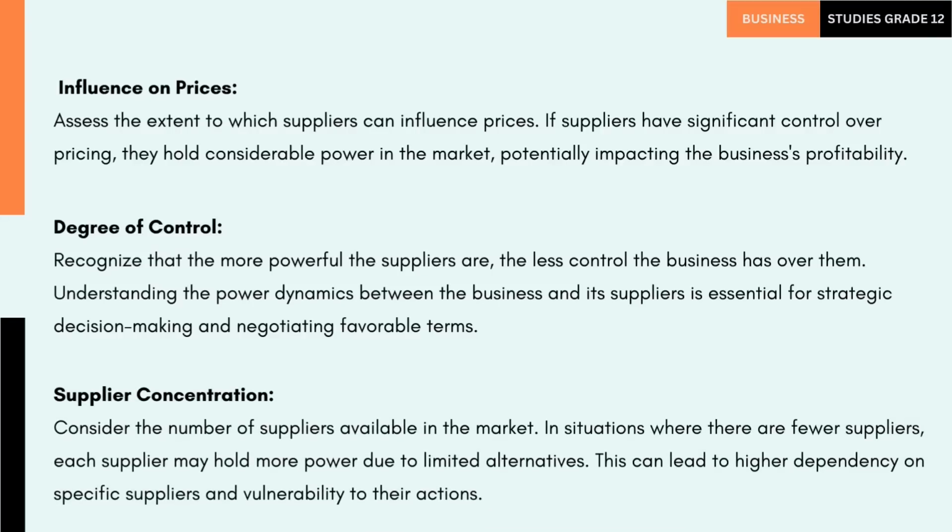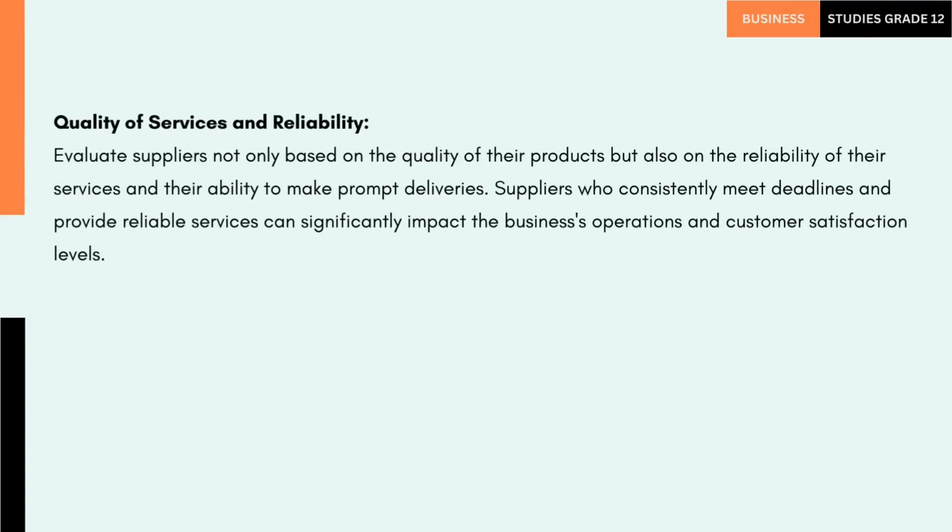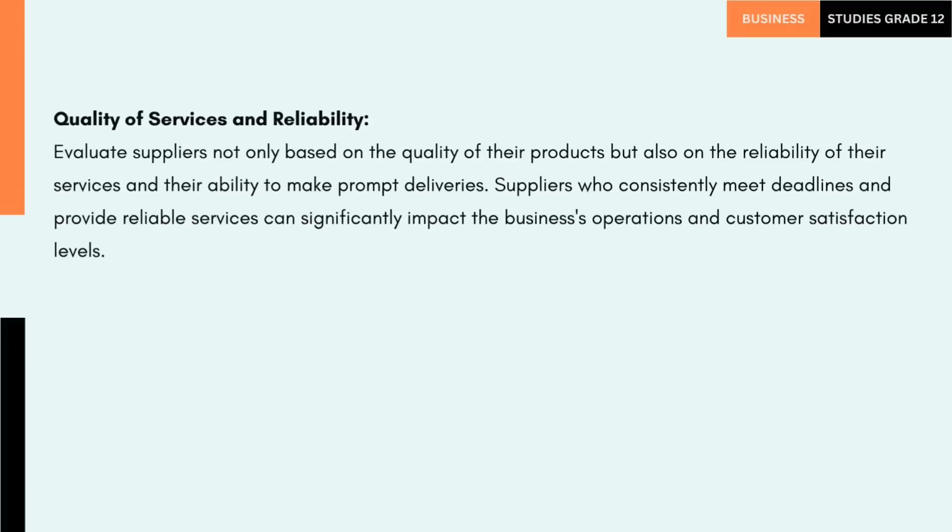4. Supplier concentration. Consider the number of suppliers available in the market. In situations where there are fewer suppliers, each supplier may hold more power due to limited alternatives. This can lead to higher dependency on specific suppliers and vulnerability to their actions. 5. Quality of services and reliability. Evaluate suppliers not only based on the quality of their products, but also on the reliability of their services and their ability to make prompt deliveries. Suppliers who consistently meet deadlines and provide reliable services can significantly impact the business's operations and customer satisfaction levels.